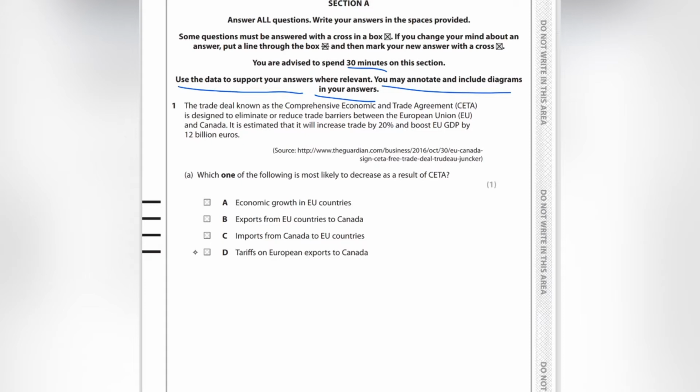European exports to Canada. Okay, now the whole point of forming things like a comprehensive economic and trade agreement is to eliminate or reduce trade barriers. So basically what you're trying to do is increase trade between those two countries, right? Increase trade by 20%. So if we have an increase in exports for either country, that's going to contribute to increasing the value of net trade, which should increase economic growth. Exports from EU countries to Canada, that's likely to increase. Imports from Canada to EU countries, again, likely to increase. So the only likely option is D, tariffs on European exports to Canada.